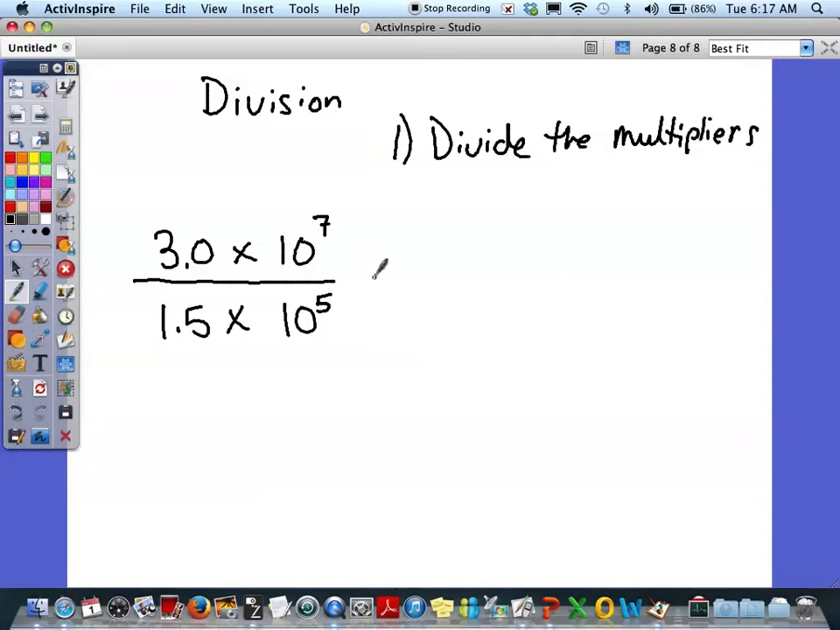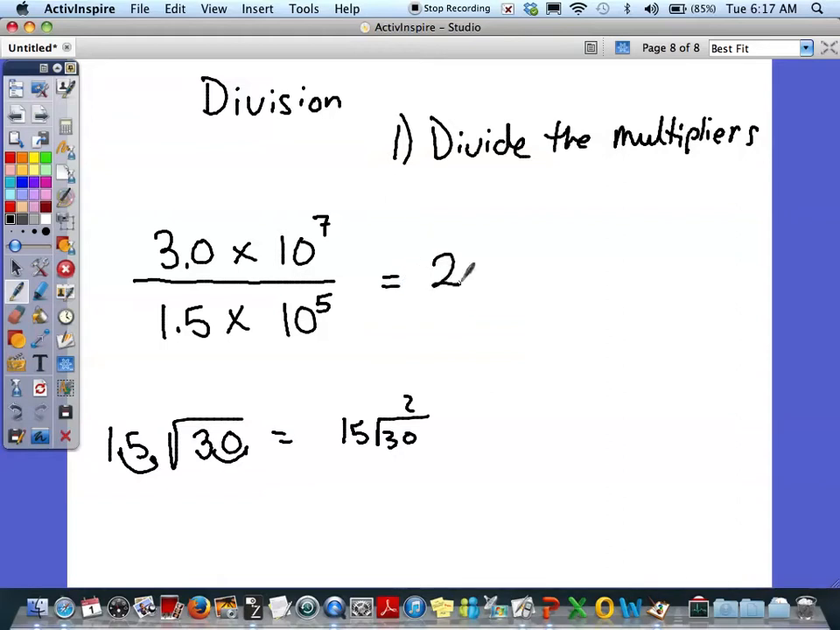Just like before, we multiplied the multipliers because we were multiplying. But now since we're dividing, we're going to divide them. So 3.0 divided by 1.5. Move the decimal point in both numbers, and I end up getting 15 into 30, which is 2. So this is going to equal 2 times something. What's that something? Well, the second step is divide the powers of 10.